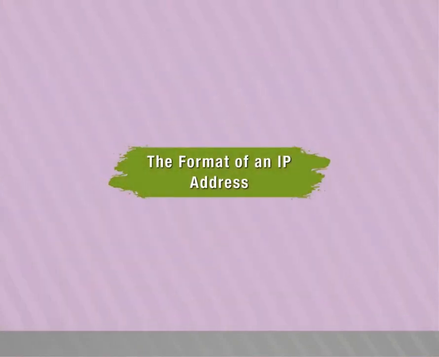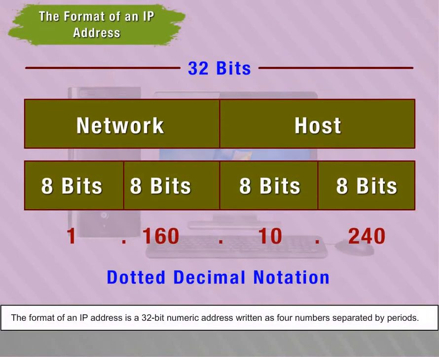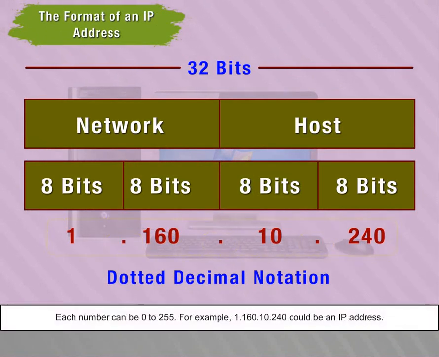The format of an IP address. The format of an IP address is a 32-bit numeric address written as 4 numbers separated by periods. Each number can be 0 to 255, for example, 1.160.10.240 could be an IP address.